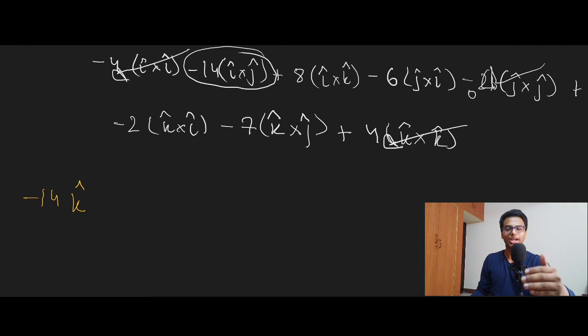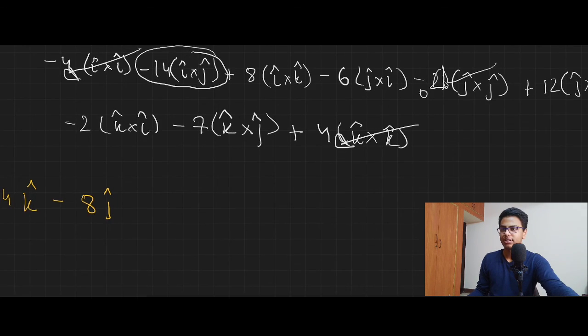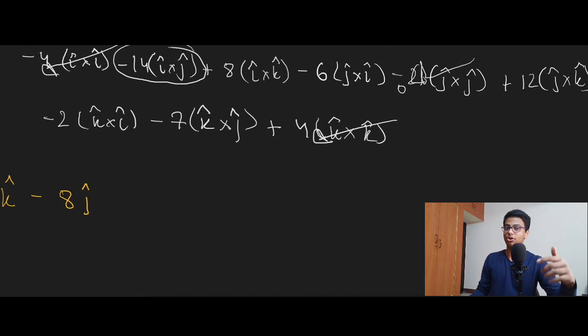Now, similarly, let's look at I cap cross K cap. Your I cap cross K cap was minus J cap, right? So this becomes minus 8 J cap. Similarly, let's look at this. We have J cap cross I cap. J cap cross I cap was your minus K cap, right? So that gives you plus 6 K cap because initially also there was a negative sign.